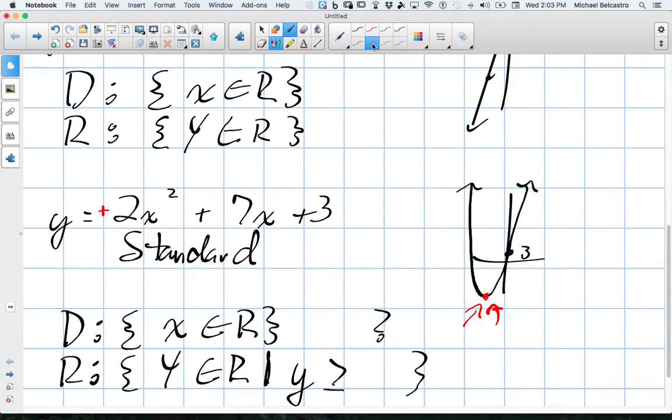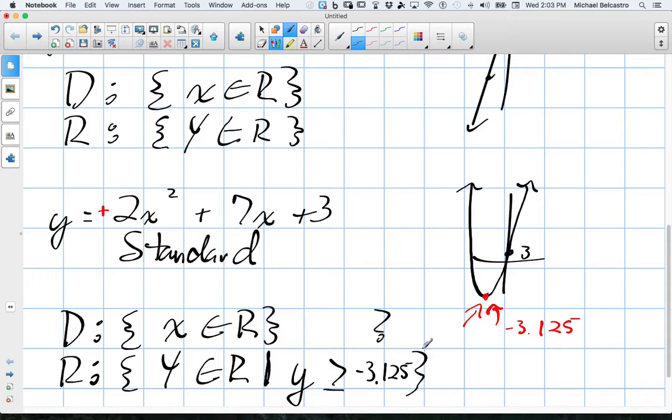So what that means is the lowest point here is negative 3.125. So y is going to be greater than and equal to, and greater than because it goes above, okay? Negative 3.125. So that's the only restriction on the range. It's going to go above that.